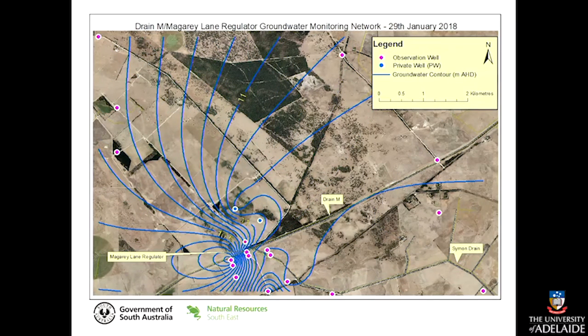But it's important to note that this groundwater mounding effect doesn't last forever. So this is in January, and the last one was in November. You can see that by the time it gets to January, the configuration of the contour lines has reverted back to a similar configuration to what we saw at the beginning of winter. So the landholders are receiving their best benefit from the regulator for about 3 to 4 months.